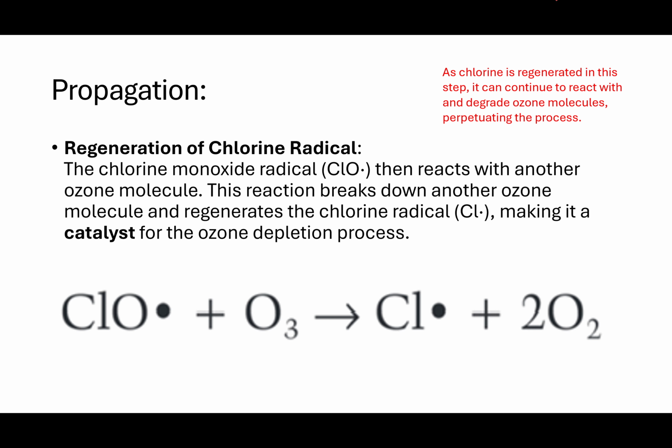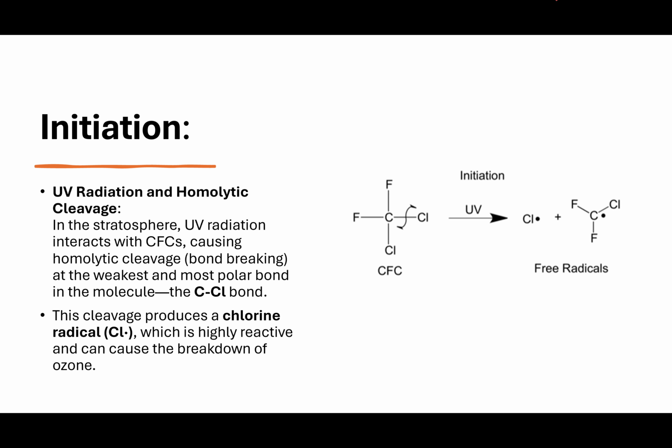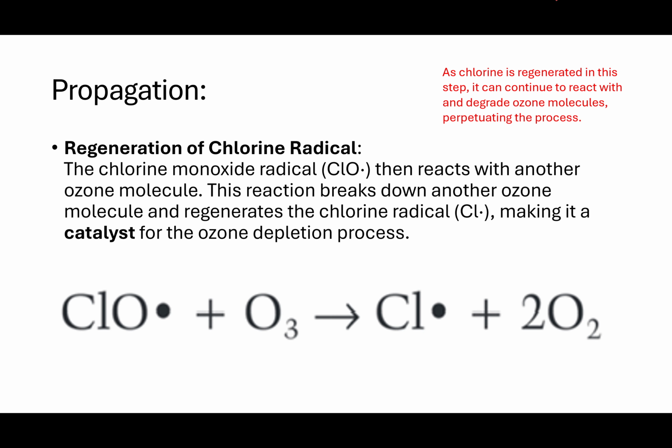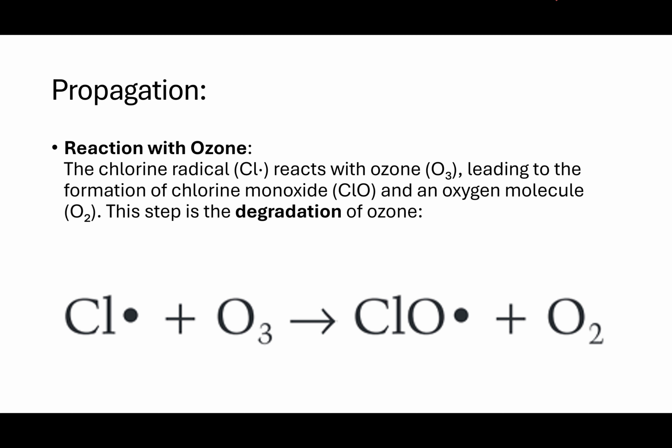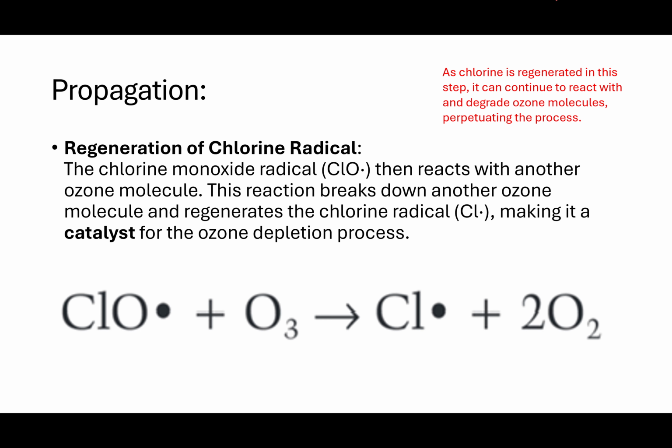Propagation step now: regeneration of chlorine. Notice I give you these because in propagation we must have at least three propagation steps. When you're showing free radical substitutions, you must show one or two initiation steps, three propagation steps and a number of termination steps. So I gave you specifically three propagation steps. One propagation step would be the degradation of ozone here. The next one is the regeneration of the chlorine radical.